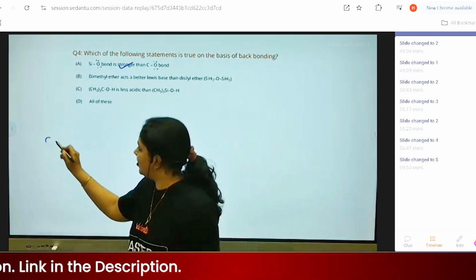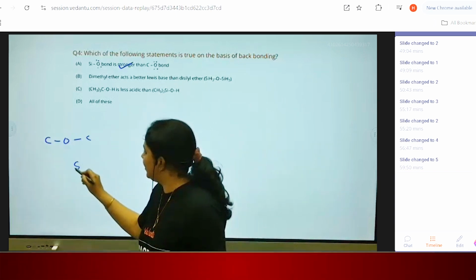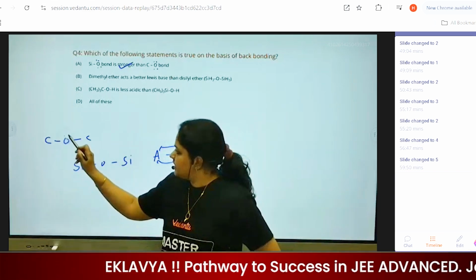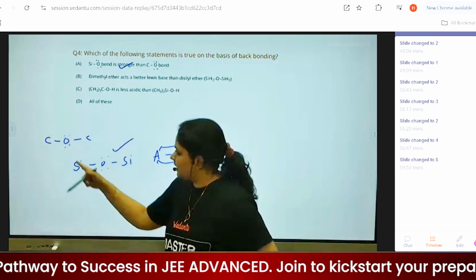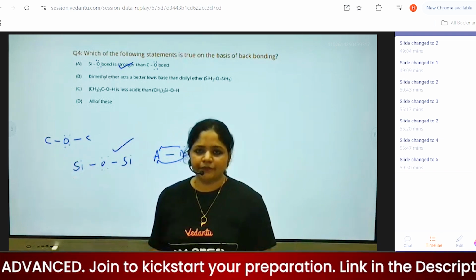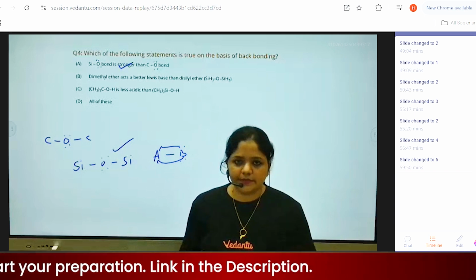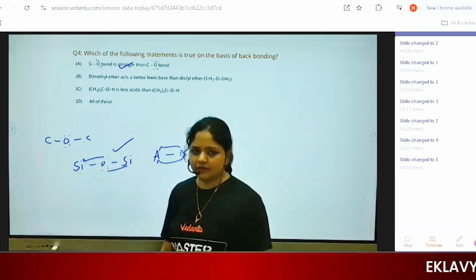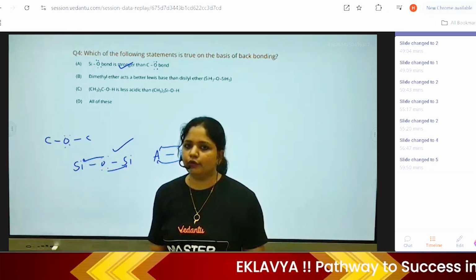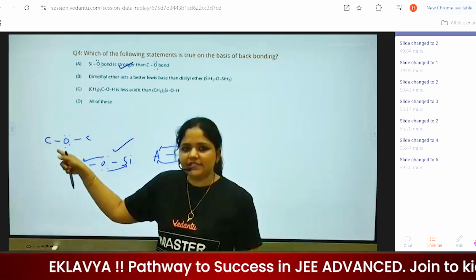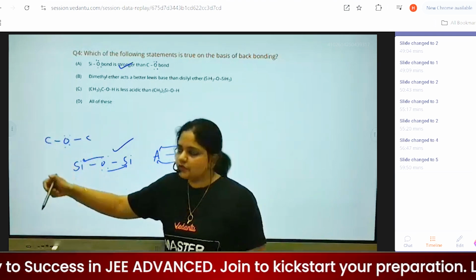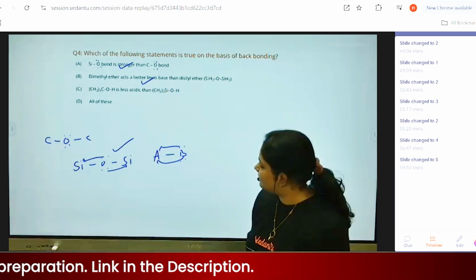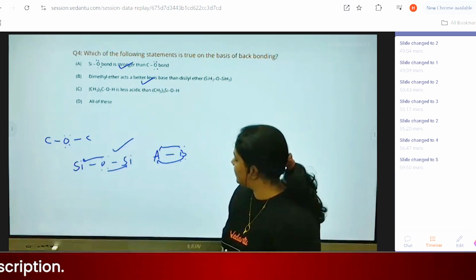Next, dimethyl ether acts as a better Lewis base than disilyl ether. Now, dimethyl ether is this. Disilyl ether is this. Okay, I'm writing just the skeletal structure. So in this one, there is back bonding. In this one, there is no back bonding. So now what will happen? What do we mean by a Lewis base? How well it can donate the electron pair. If this is involved in back bonding with Si, will it be readily available? No. But this will be readily available. If this is readily available, that can be donated. So this is a better base? Yes. Correct.